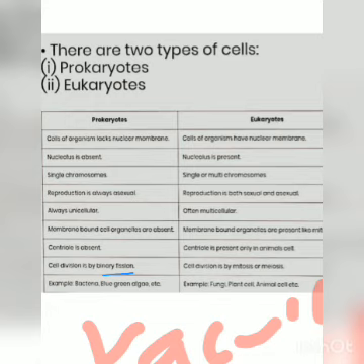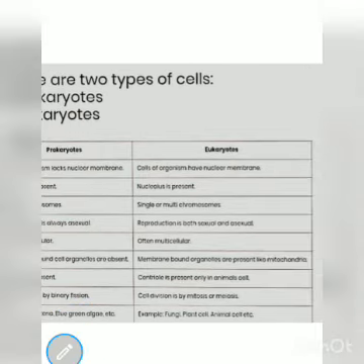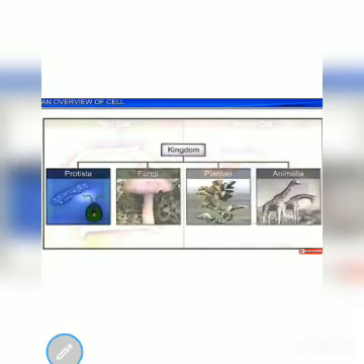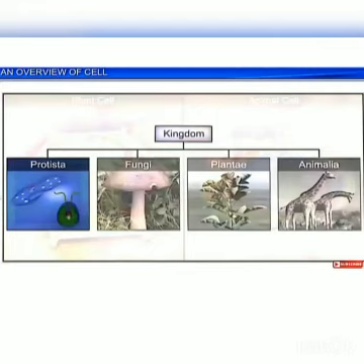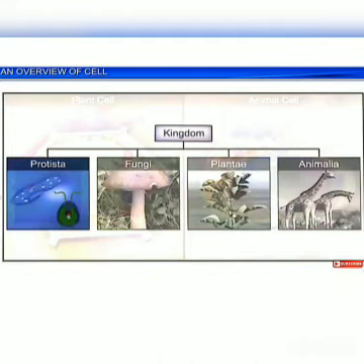You can see the next slide. Now see, kingdom protista, fungi. Later on you will learn in chapter 7 that protista, fungi, plantae and animalia, these four groups are eukaryotes in nature.